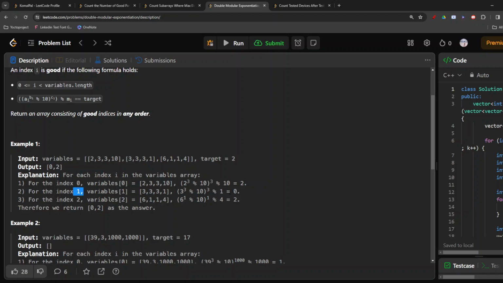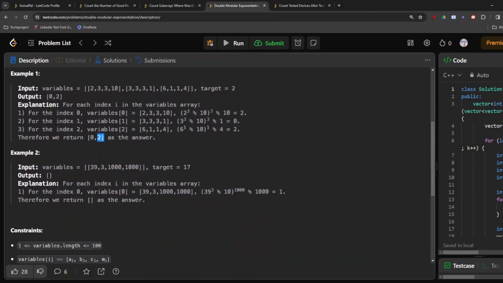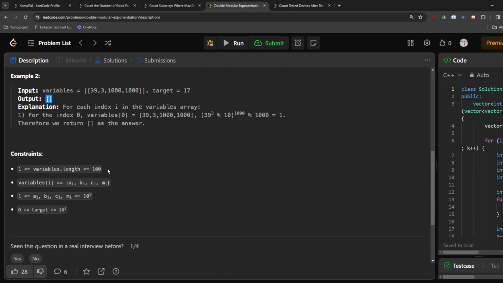Then for index 1, when we do that, we got 0 as the answer, which is not equal to the target. So we won't be putting that into our answer array. And then at the end we do it for index 2, and here it is equal to the target, so we will be putting that into our answer, and that's why indices 0 and 2 are our answer. Then in the second example we have just one index, and that is not fulfilling, as we got 1 and our target is 17, so we are returning an empty vector.